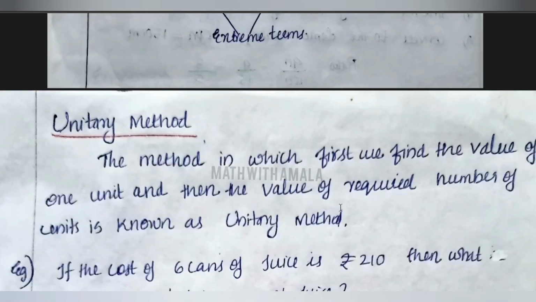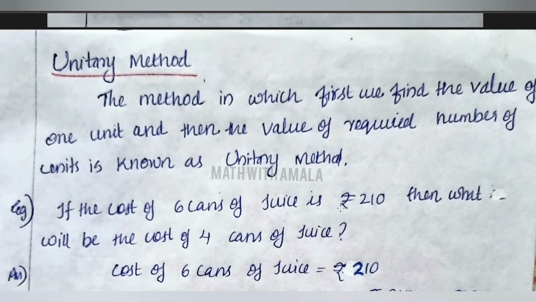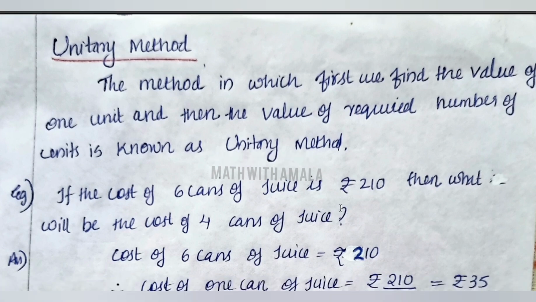Now what do you mean by the unitary method? The method in which first we find the value of one unit and then the value of the required number of units is known as the unitary method. First, you will find the value of only one unit and you will multiply it with the required units in order to get the answer.